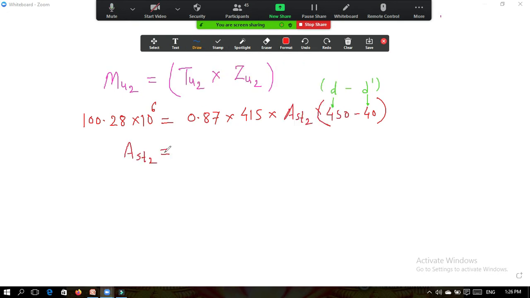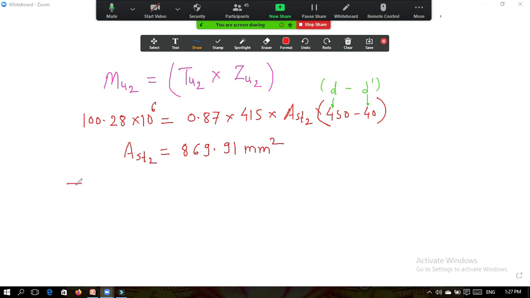Sir, 869.91. 869.91 mm square. Okay, this is the value of AST2. Okay, now calculate total AST and then provide the bars.